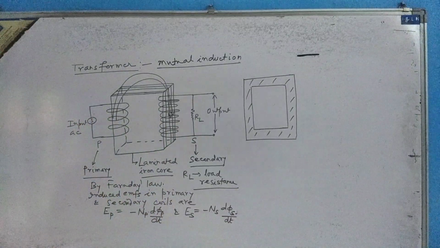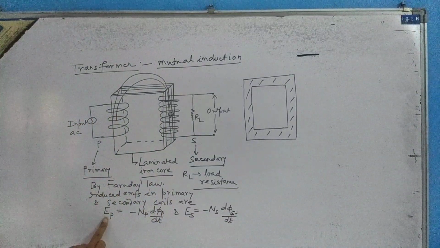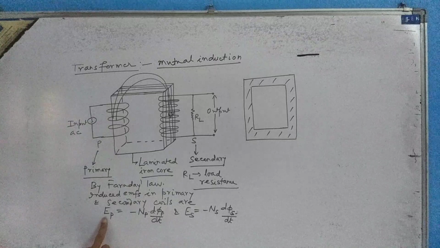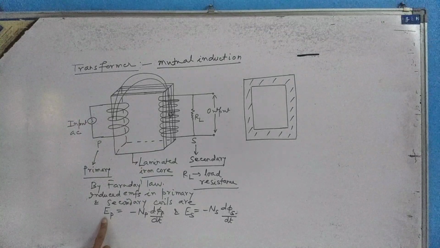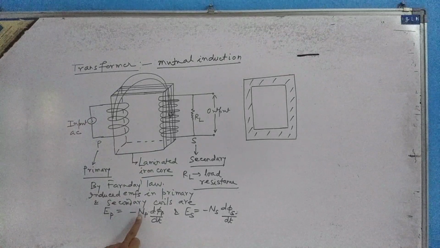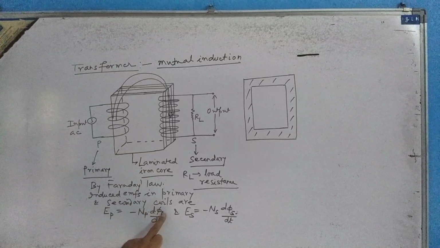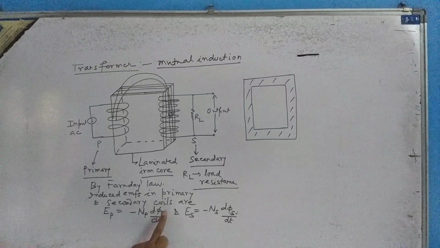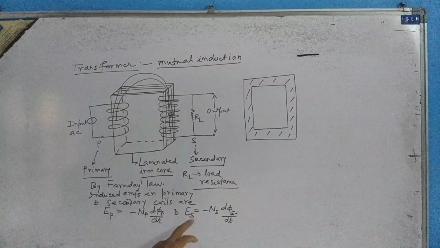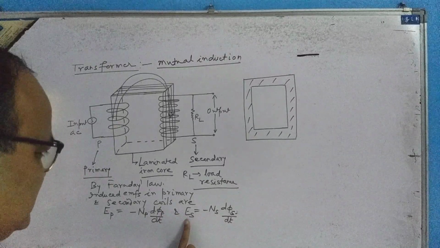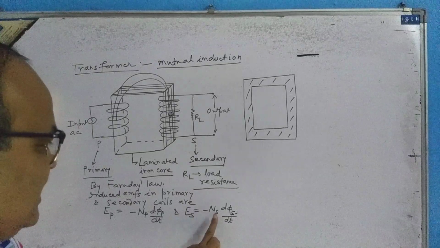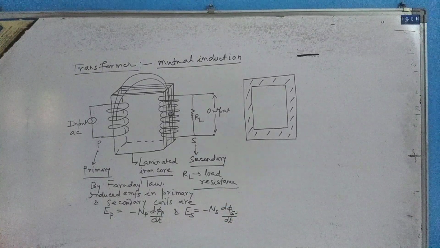एक बार चेक कर लो, देखो मैंने क्या लिखा, EP, EMF induced in the primary coil, that should be equal to minus NP. NP is the number of turns. D phi P, rate of change of flux in the primary coil. D phi P stands for primary. Here ES is equal to minus NS into d phi S by dt.